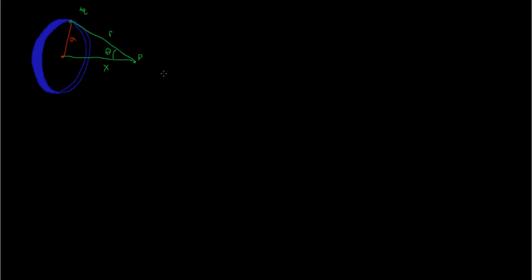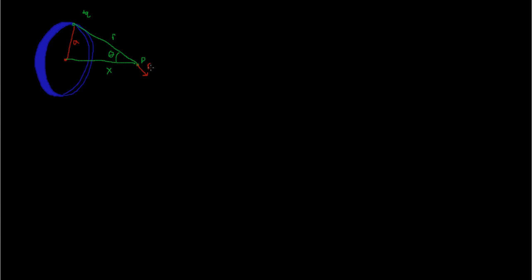Because we know that the ring has a uniform positive charge, the electrical field vector coming off of any point of this ring will be pointing away in a straight line from that point on the ring in terms of point P. So for example, from dq to point P, the electrical field vector goes this way. This is the electrical field vector.